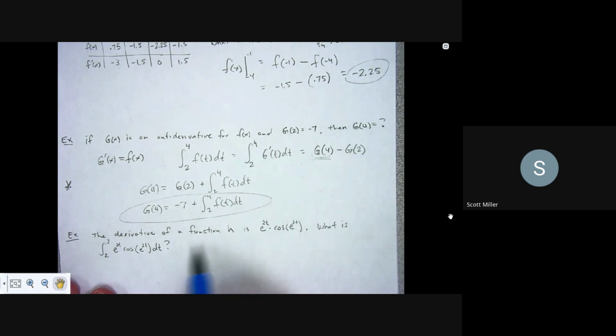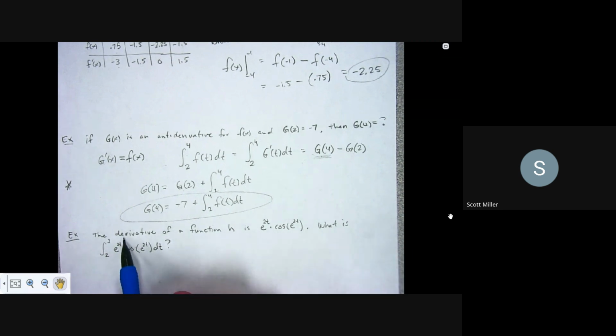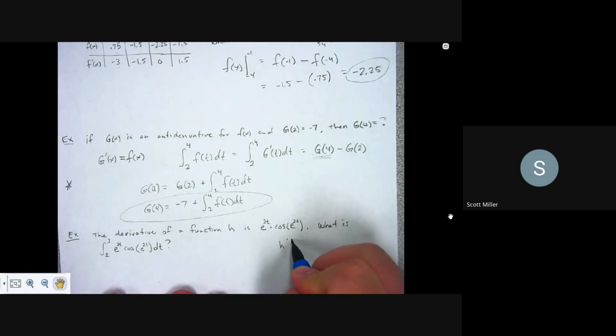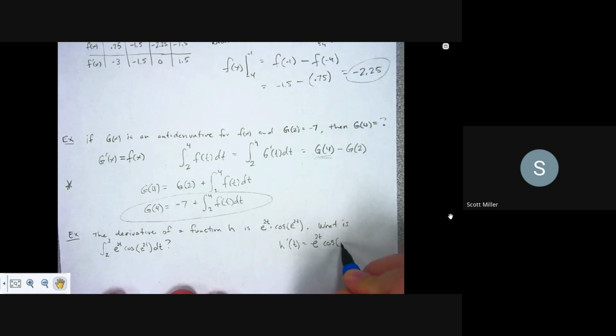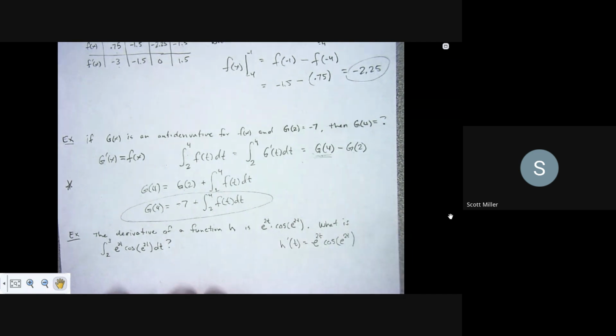Here's another example down here. The derivative of function h is this. So what does that mean? Okay, I want to find this expression, but what does that first sentence mean? The derivative of a function h is that. Well, I just told you what h prime was. This is h prime. Okay, so with that, now I want to find this expression right here.